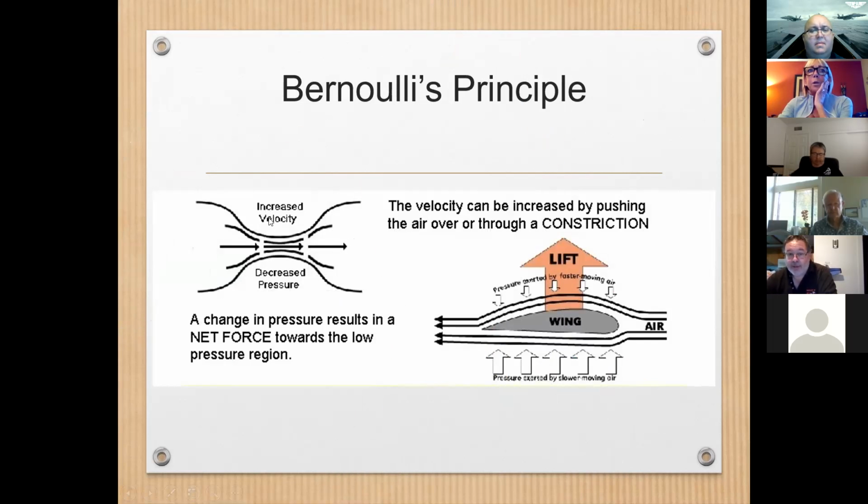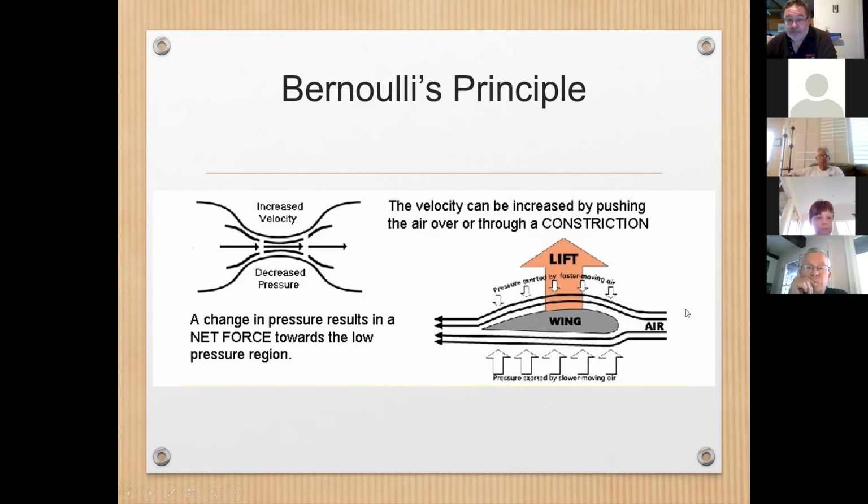And here is a better picture of Bernoulli's. Increased velocity equals decreased static pressure. And so here we have the wing, and here's the air coming in from this direction. And it goes up and over the wing, and it's moving faster over the top, which creates the lower pressure, which creates lift. And then we're going to get into Newton's, which is the bottom of the wing.